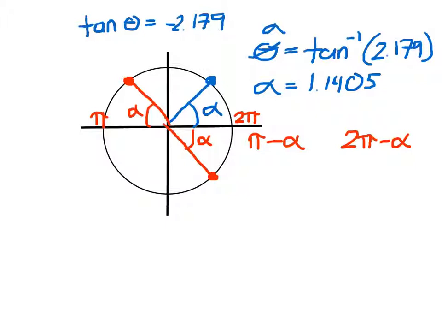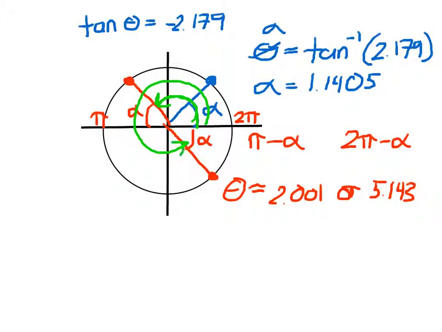And so all I need to do is plug in alpha, and I come up with one solution for theta is approximately 2.001, and the other solution is 5.143. So again, the first solution is 2.001, and the second solution is 5.143. And that comes from just a little bit of geometry and logic from the unit circle.